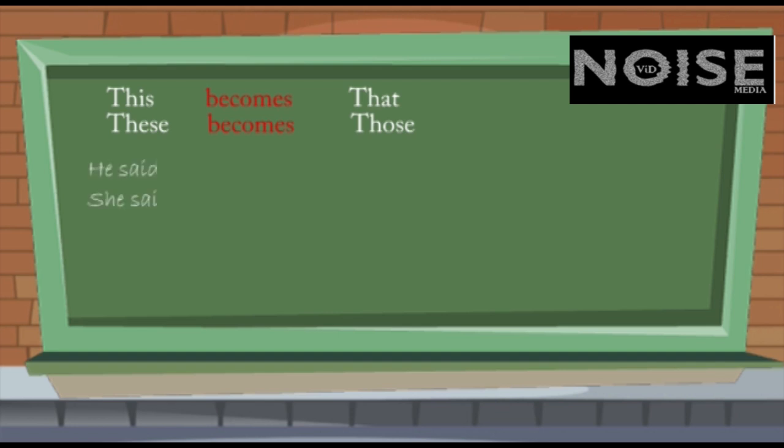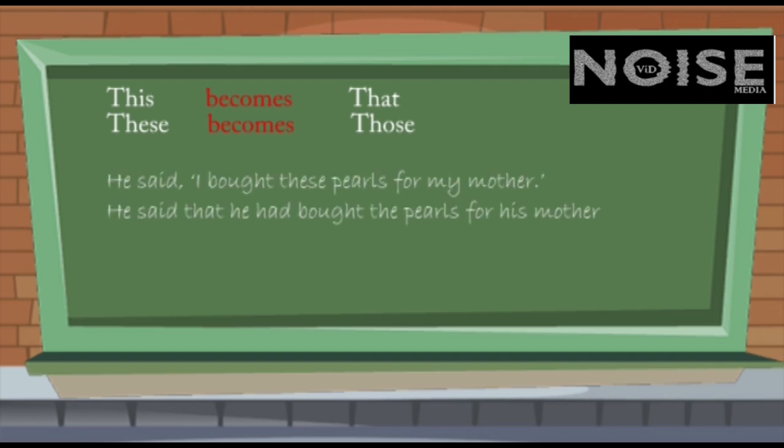For example, he said, "She's coming this week." She said that she was coming that week. Otherwise, this and these used as adjectives usually change to the. For example, he said, "I bought these pearls for my mother." He said that he had bought the pearls for his mother.